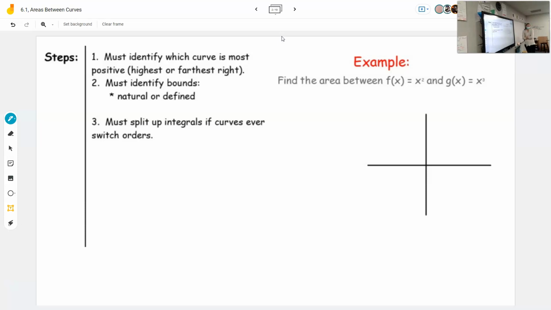So our steps are actually fairly basic. The hardest part's going to be doing the integral after you set it up, but the setting up is important. So unless we're using absolute values, we want to know who's bigger, who would make the bigger area so that we get a positive number. Then we figure out whether we're having natural or defined bounds. And then we just have to keep an eye open for splitting up integrals if curves ever switch orders. So this is just checking intersections.